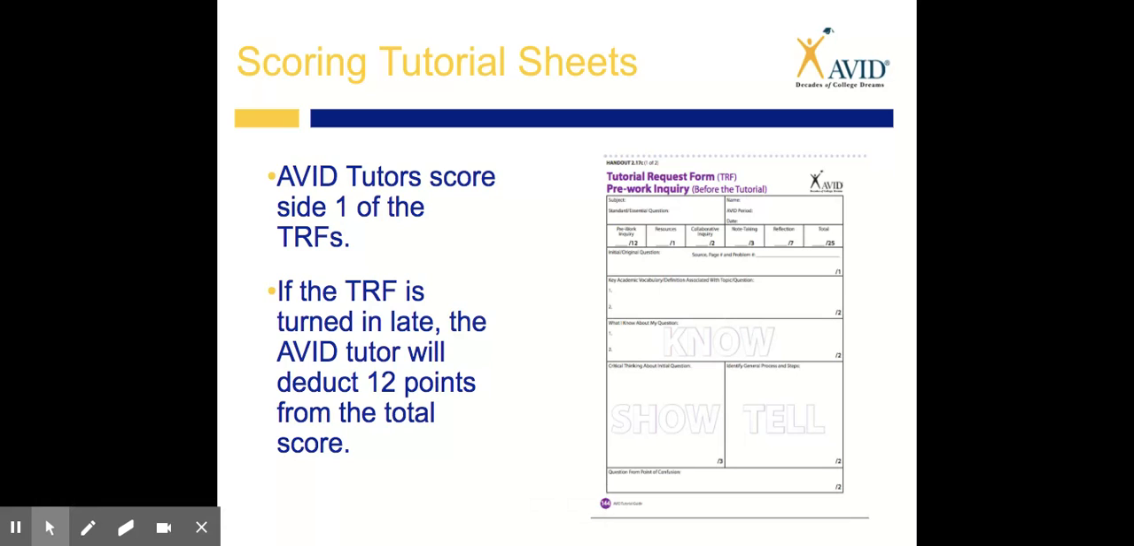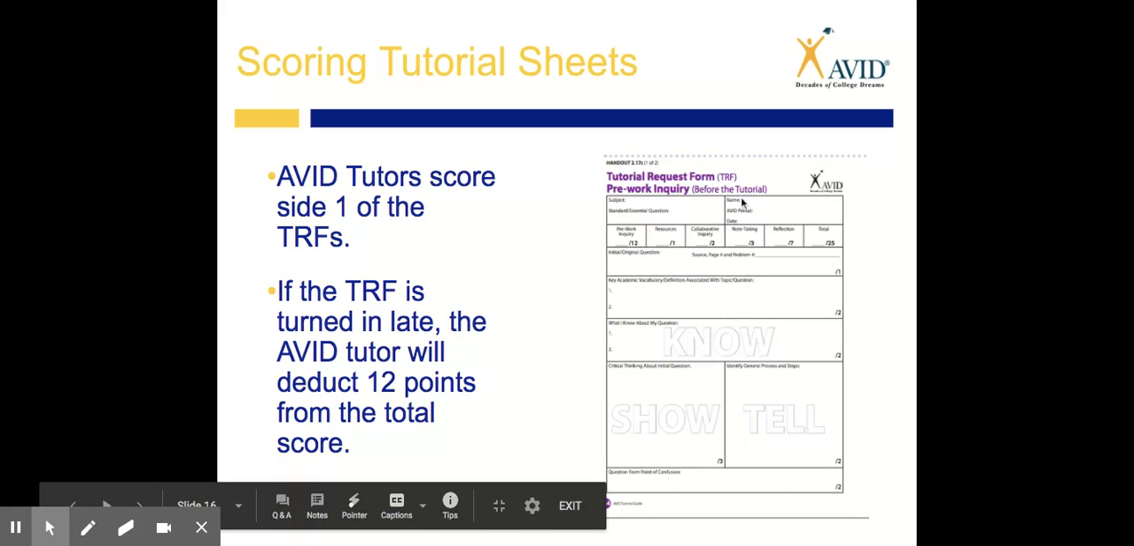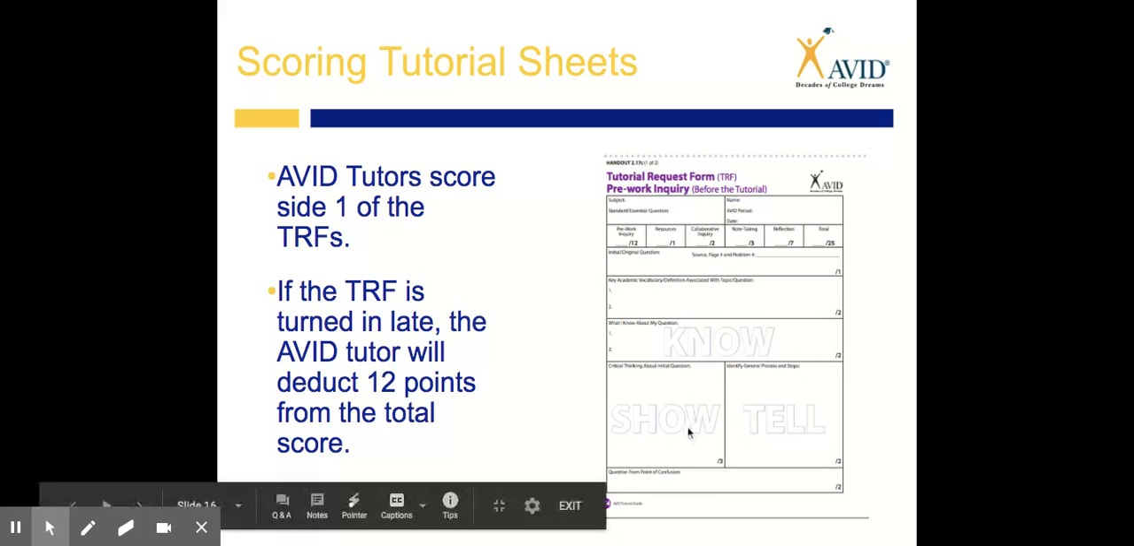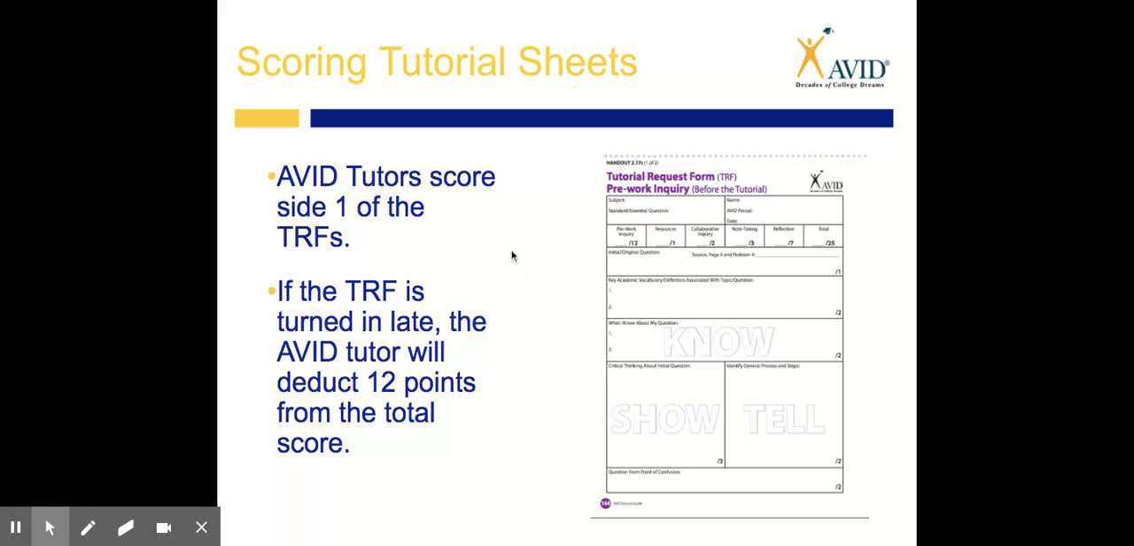If you're doing math, Mr. Guy, who's a phenomenal math tutor, will also be a tutor that we bring in to help y'all. Tutors will score side 1, this first side right here. Like I said, you haven't seen the back side yet. Don't worry about that. We'll talk about that at a later time. They score side 1 of the TRFs here, which remember are worth up to 12 points. You get 1 point here for your initial question, 2 points for key academic vocab, what you know about your question, critical thinking steps, and then your point of confusion, right? That all adds up to 12 points. All right. If the TRF is turned in late, the tutor can deduct as much as all 12 points from the score.